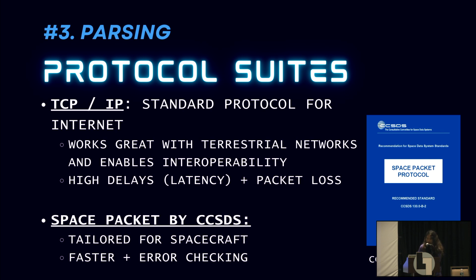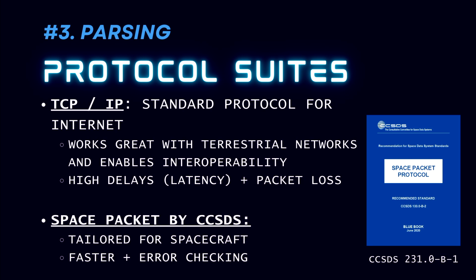Once you decode the data that's being sent by a satellite transmission, then it gets to parsing. And when we talk about protocol suites, a lot of satellites will adhere to a specific protocol. Vulnerable satellites use something like TCP/IP, and usually that's for satellites that work for terrestrial network systems, because it enables a lot of interoperability and has delays and packet loss. However, there's a standardized space packet format called CCSDS, which is specifically tailored for spacecraft and allows for faster and more cohesive error checking. And that's outlined in the CCSDS Blue Book series, which completely covers all the characteristics and packet structure frames within the space packet protocol.